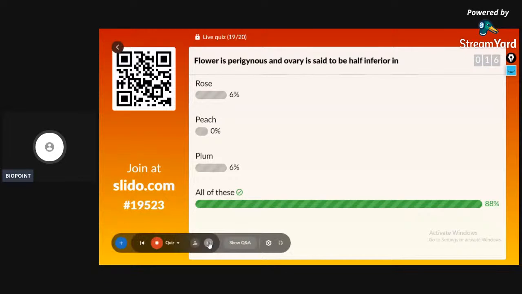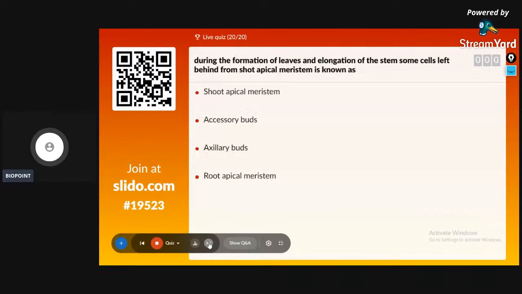I cannot find any question and answer. During the formation of leaves and elongation of the stem, some cells left behind from shoot apical meristem are known as: shoot apical meristem, axillary buds, root apical meristem. Last and the final question. NTM Abhyas mock test paper number 1 biology solving from BioPoint stream, the world of bio.